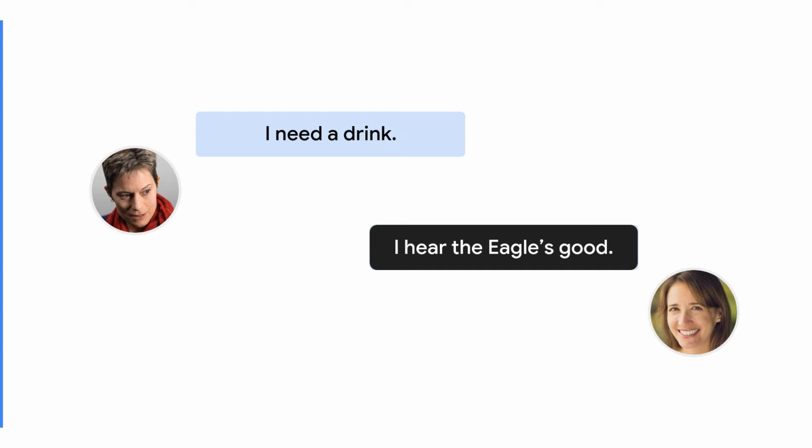Now in response, Laura says, "I hear the Eagle's good." So has Laura been to the Eagle? Doesn't seem like it. She's heard that it's good. Do they serve liquor at the Eagle? Safe bet, right? I think Laura understands that Margaret needs a drink. Is the Eagle close by? More than likely, or Laura's not really being all that helpful because she knows and has inferred that Margaret needs a drink and she needs it now.